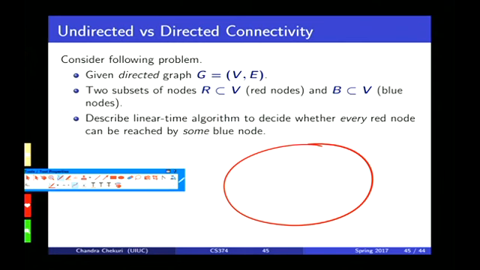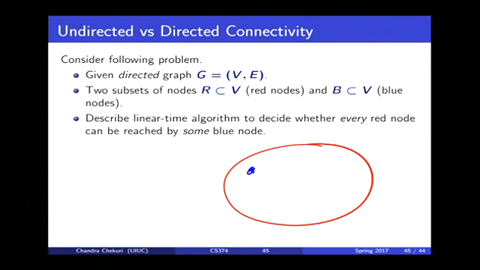Here are the blue nodes, right? Now this is one blue node, this is one blue node, this is a blue node, and what I can do is create a new super blue node, okay? Add it to the graph, connected to only the blue nodes, right? And then do a reachability from this single node, and check if this node can reach all the red nodes. That's the same as what we're asking, right?